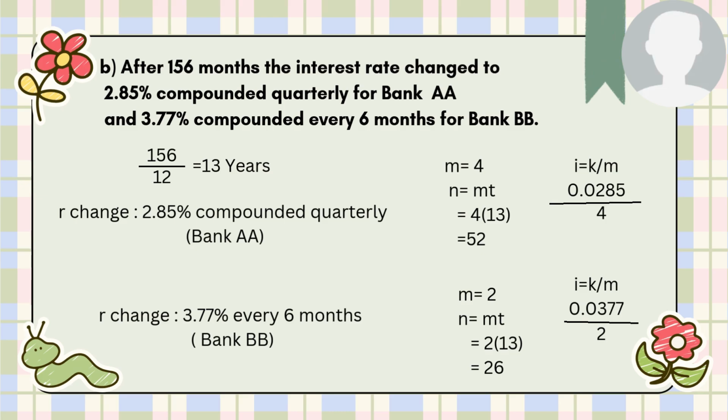The M would change into 4 because it is compounded quarterly. Now the N would change to 52 and the I would change into 0.0285 over 4. Now for bank BB, it will change into M equals 2 and N equals 26, and the I equals 0.0377 over 2.